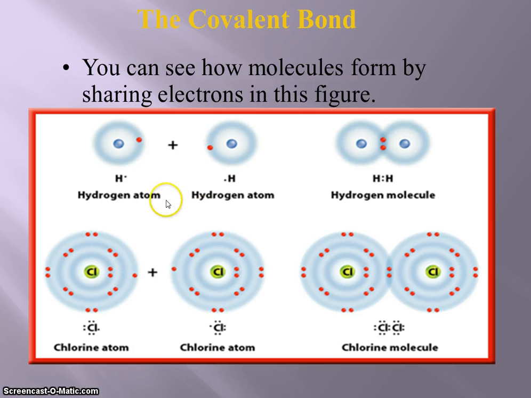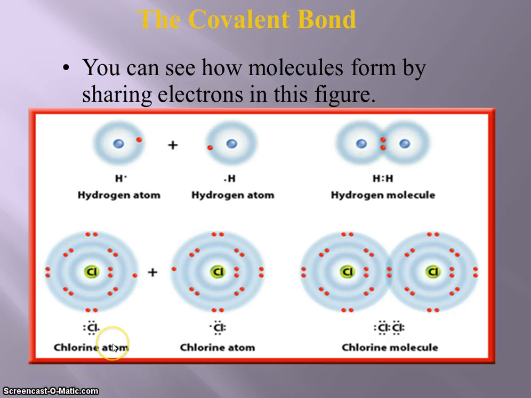So here we go. 2 hydrogen atoms. Hydrogen only has 1 shell. It also only has 1 electron. It wants to feel full, so it really needs to feel like it has 2 valence electrons because it only has that 1 shell. So here we have a hydrogen molecule, and these 2 hydrogen atoms are sharing their electrons, making them both feel full some of the time.